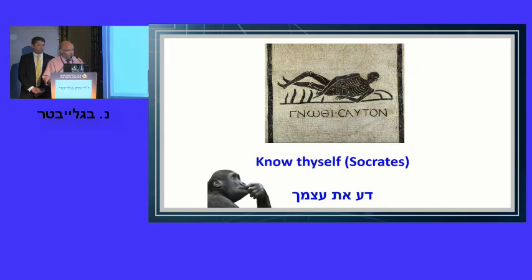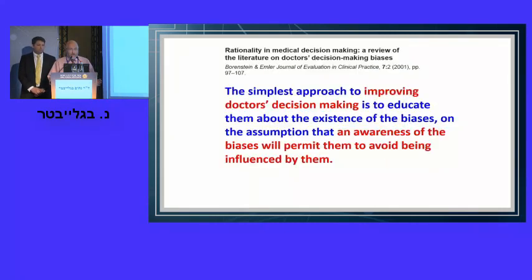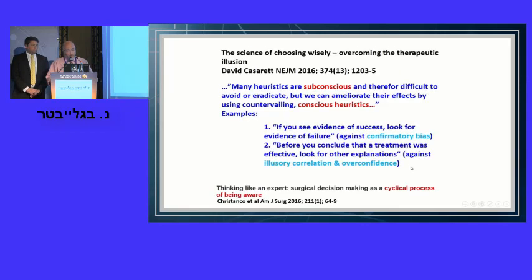Socrates, couple of centuries before our sages, said, "Know thyself." And there is starting to be evidence in the literature that improving our decision-making is about awareness of the biases and the heuristics, which we talked about previously. Maybe knowing about it consciously will permit us to avoid being influenced by them.